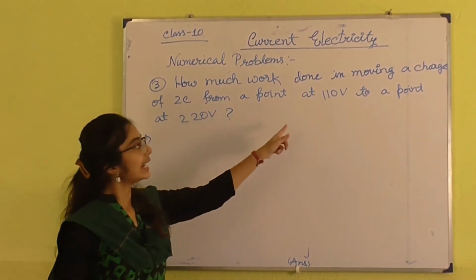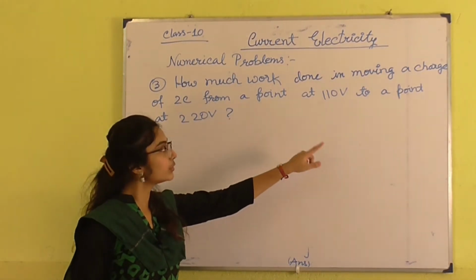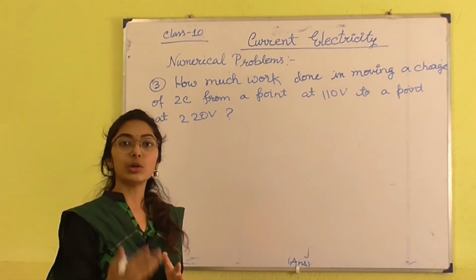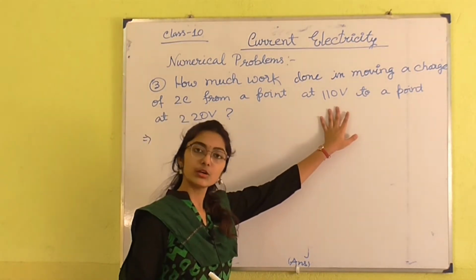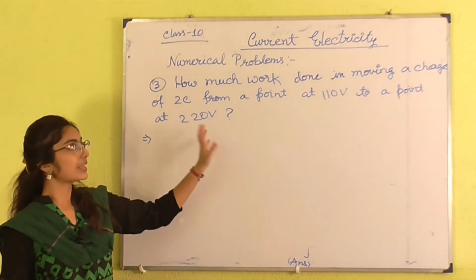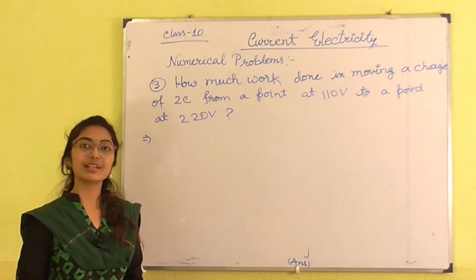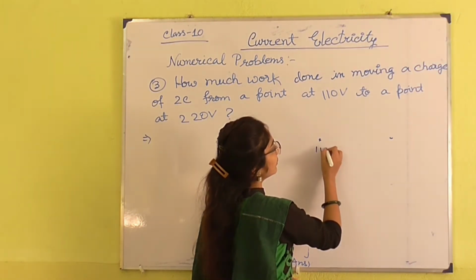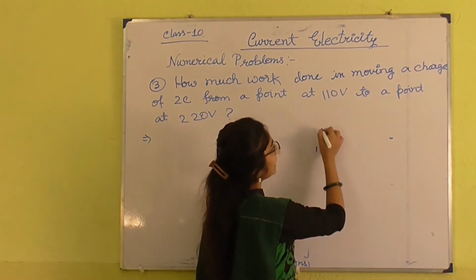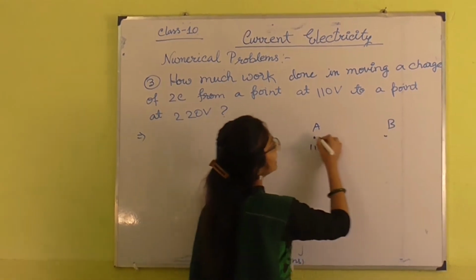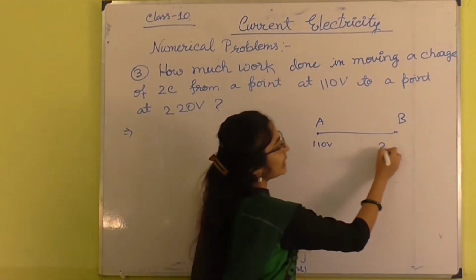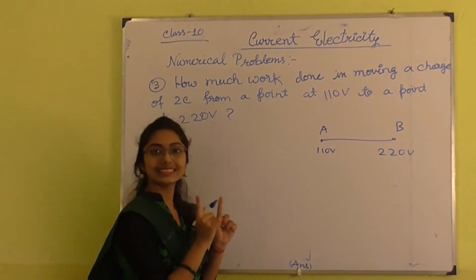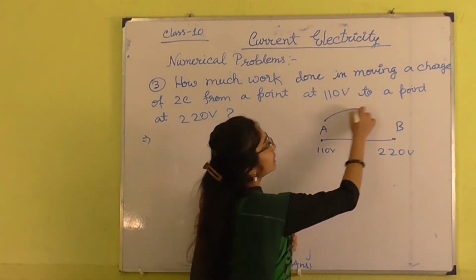from a point at 110 volt to a point at 220 volt. So basically there are two voltages. One is 110 volt, another is 220 volt. So you have to calculate the potential difference between these 2 points. Suppose there are 2 points. The potential of point A is 110 volt, the potential of point B is 220 volt. So you are moving one charge from this point to this point.